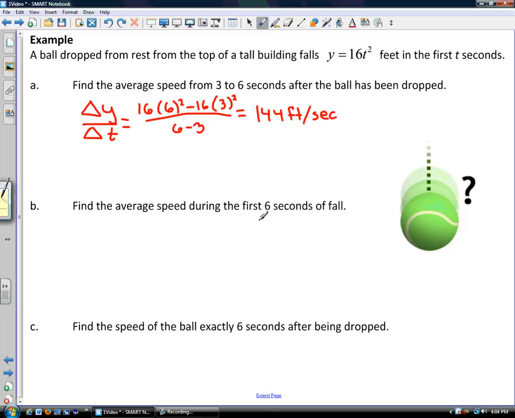Find the average speed during the first 6 seconds of fall. So here we were doing 3 to 6 seconds. Now we want to do the first full 6 seconds. So it's change in y over change in t again, because it's the average. And now we're comparing it to 0. So we have our f of 6, which is 16 times 6 squared, just like before, minus f of 0, which is 16 times 0 squared, divided by 6 minus 0. And I went ahead and did that one as well, so we don't have to write it all out. And you get 96 feet per second.